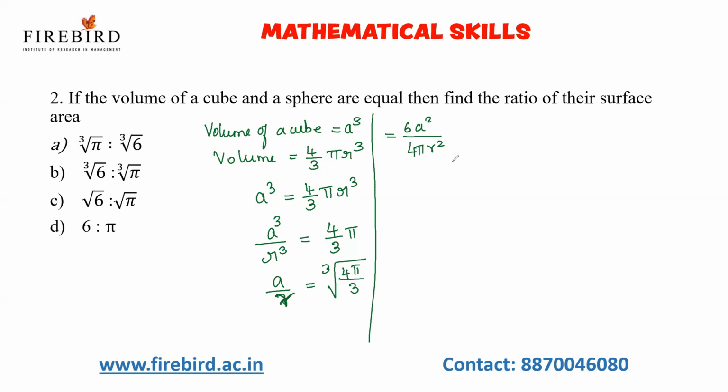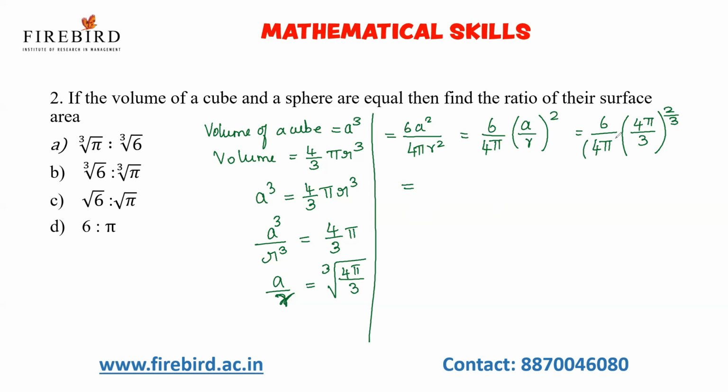Okay. Now, I can write this as 6 by 4 pi into (a by r) the whole square. Instead of a by r, I can write 6 by 4 pi into the cubic root of 4 pi by 3, the whole squared. In the case of a cubic root, you should write it as the power 1 by 3. Do you understand this?